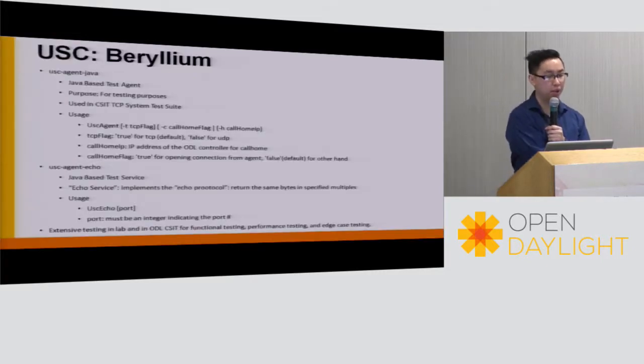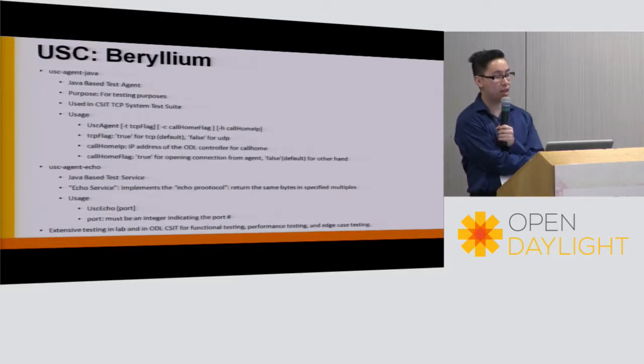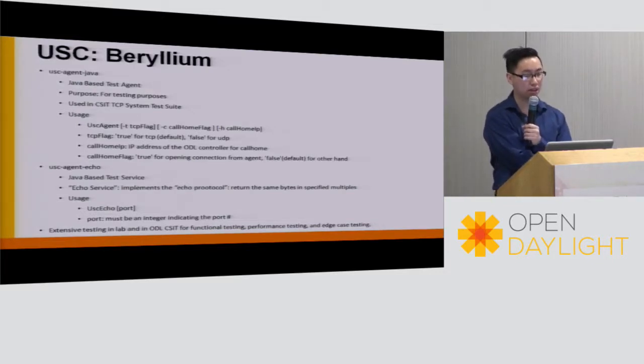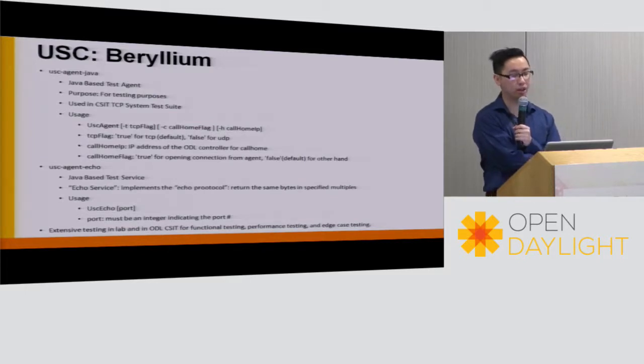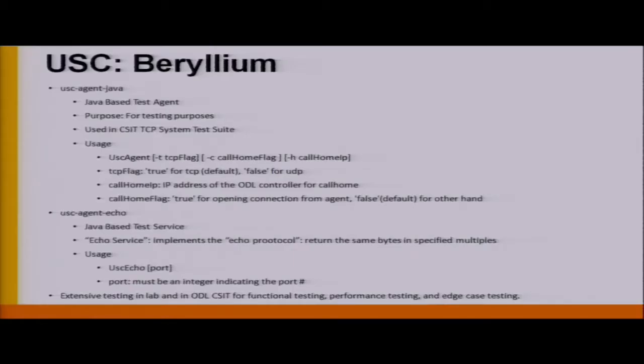So with Beryllium, we developed a USC agent Java, which is a Java-based test agent. And this is used for testing purposes. It's also used in our CSIT TCP system test suite, which you can go to Jenkins and see the reports for it. The reason why we keep saying that it's a test agent is because with our Java agent, we didn't care too much about the performance. We were more focused on being able to test the correctness of the USC channel features.